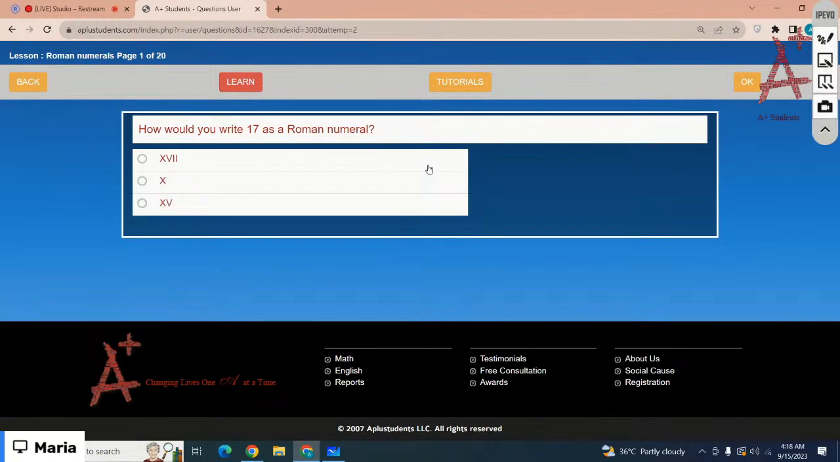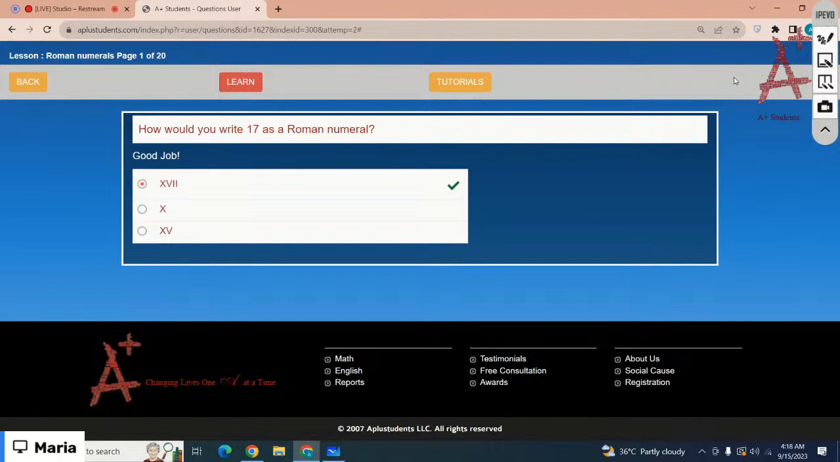Seventeen, right? You can represent 17 as 10 plus 7. And we know that 10 is X and 7 is VII. That would be option number 1. Very good.